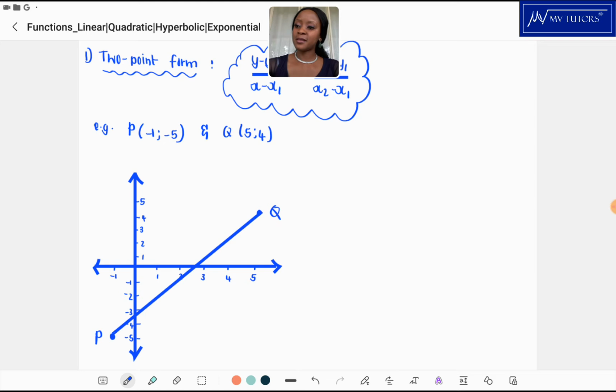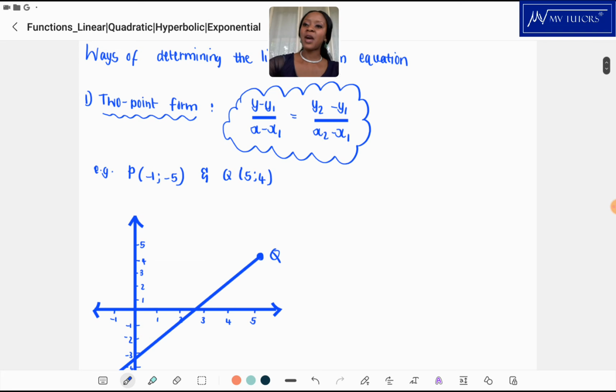Let's just expand this a bit. That's basically where Q is and where P is, and I need to get the equation of this line. I need to get it in the form y = mx + c. So using this equation over here, I will say y minus yp over x minus xp, because I'm working with p and q, not 1 and 2, and then I have yq minus yp over xq minus xp.